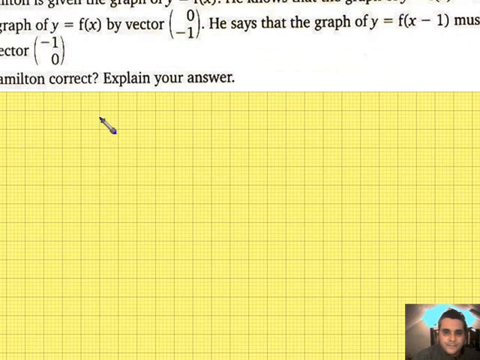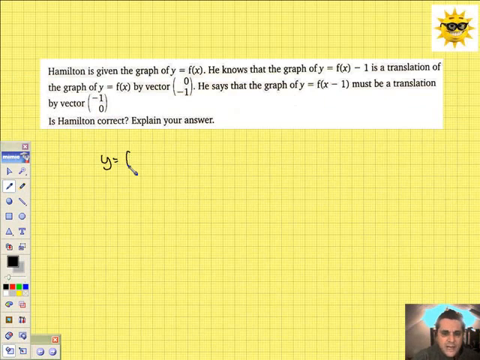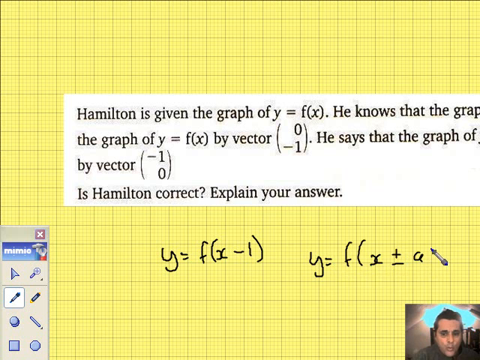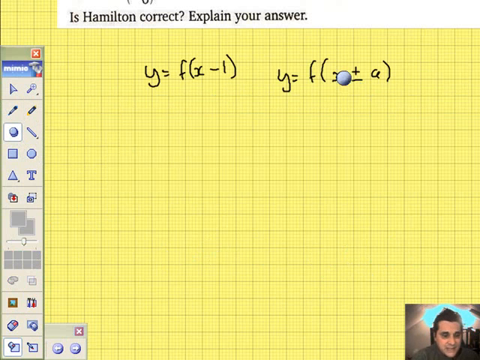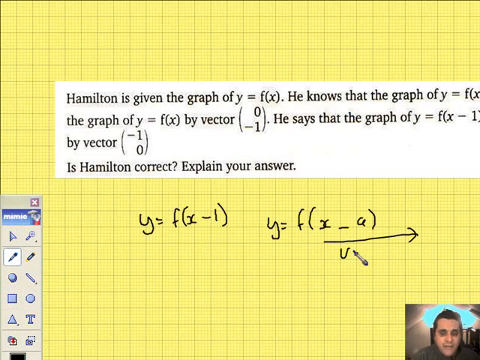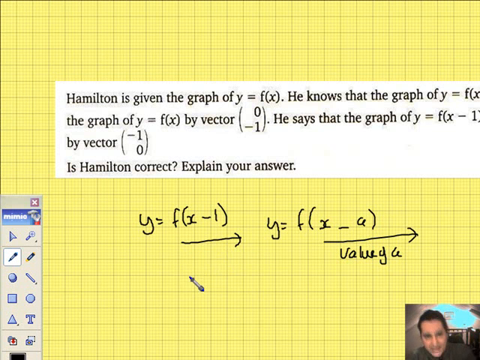Okay, here I go. I've got y equals f(x - 1). Let's look at the original. We're looking at y equals f(x plus or minus a). In this case it says minus a, and what that means is we take the value of a and we move it in that direction by the value of a. In this case we're going to move the function to the right along the x-axis and parallel to it, and it will move to the right 1 unit.